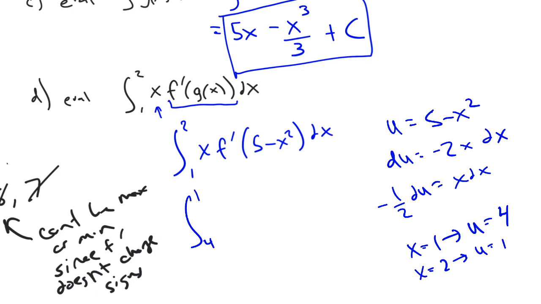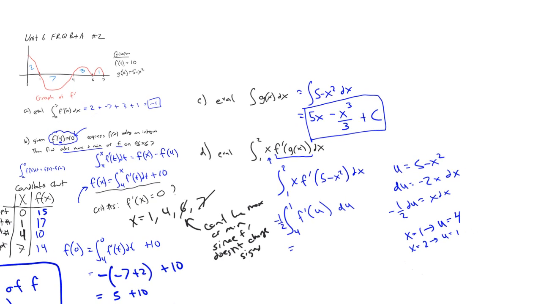X dx is my du, but it's times negative 1/2, so I'll put that in front. And then I have f prime of 5 minus x squared, that's f prime of u du. So that is my function that I have a graph of. So once again, I can do this integral using the graph. I'm going to have negative 1/2 times, and the value of that integral backwards from 4 to 1 would be the opposite of negative 7. And so we get positive 7 times negative 1/2, so we get negative 7/2. And that's your answer. All right, hope that helped.